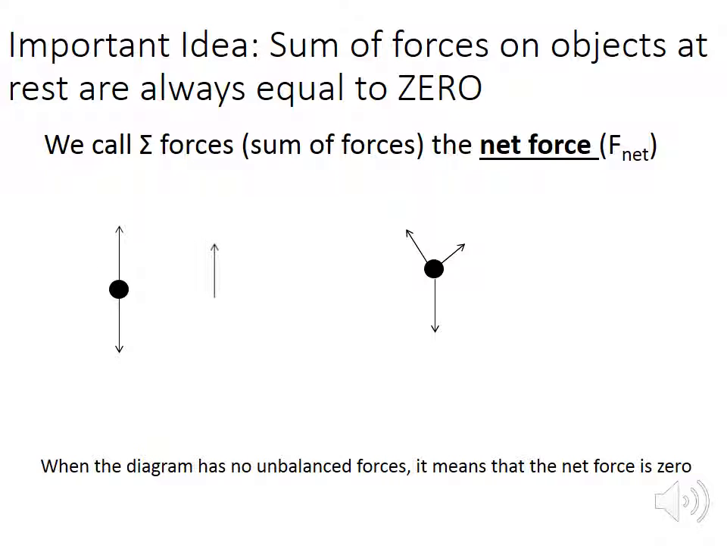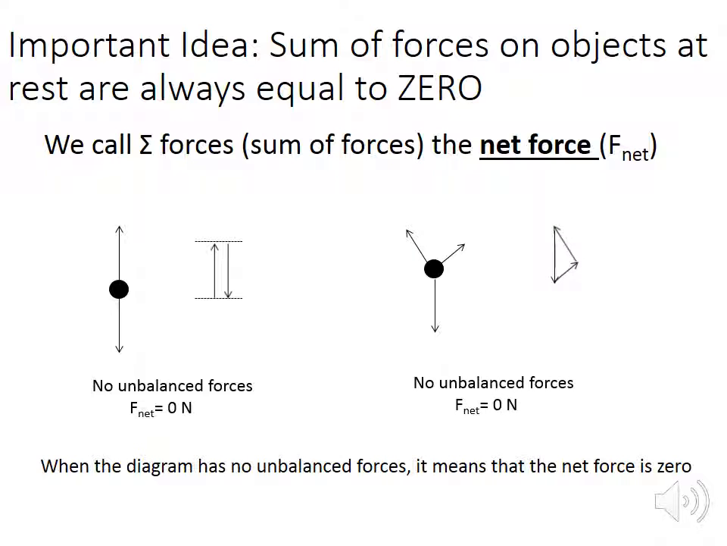For the object on the left, you can see that when you put the two arrows side by side, you end up right back at the same place, so there's no unbalanced forces. Your net force is zero. For the diagram that's on the right, notice that we put the beginning of one arrow at the end of another arrow. So in other words, you put the pointy part of the arrow on the end of another arrow, and notice that you end up right back at the same spot. So again, this represents that the net force equals zero.